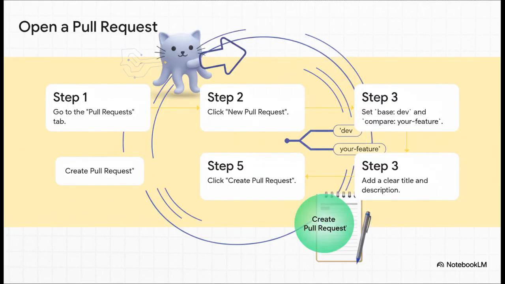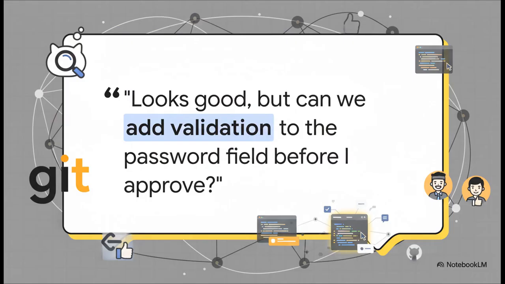And creating a PR is super easy. You do it all right on the GitHub website. You just go to the pull request tab and hit new pull request. Then you tell it where the code is coming from, your feature branch, and where you want it to go, the dev branch. You give it a good title, write a quick description of what you did, and hit that create pull request button.